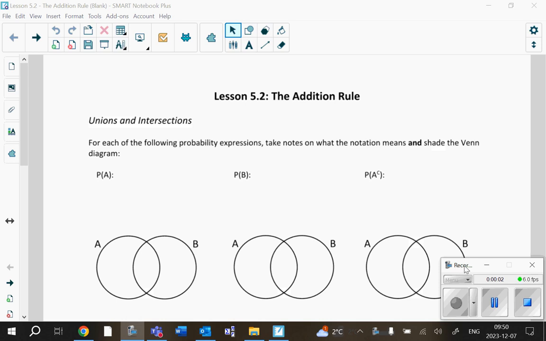So yesterday with 5.1, we basically talked about simple probability, what it means, what a valid probability model or situation is, as well as some simple measures to calculate. Like if you were given a situation, you were just asked to find the probability of one event happening, or you were asked to find the probability of one event not happening.